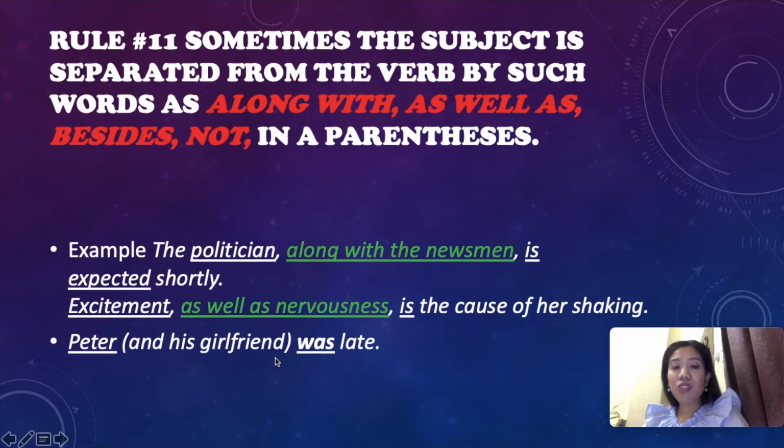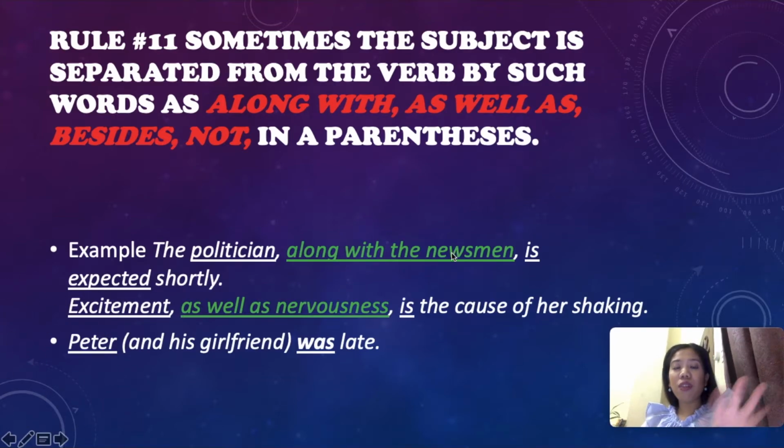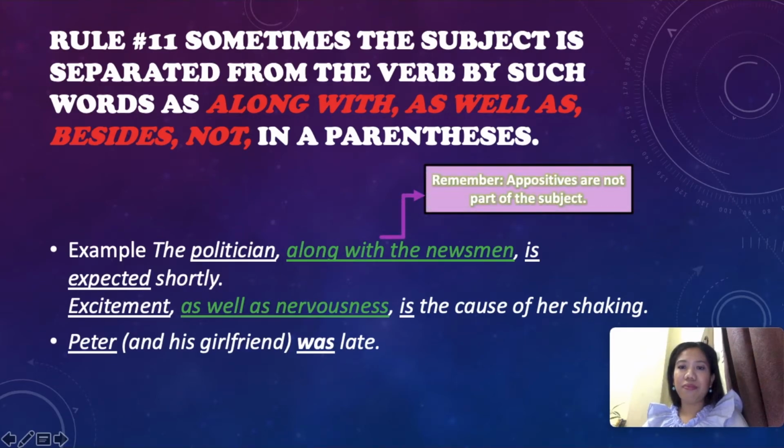Peter and his girlfriend was late. Why is that? Earlier we said that if it is a sentence or if it is a subject joined by and, it should take a plural verb. But in rule number 11, if the other subject is in a parenthesis, our real subject is the one outside the parenthesis. So Peter is the only subject. We don't consider the one in the parenthesis. Okay, so remember, these are appositives and they are not part of the subject.